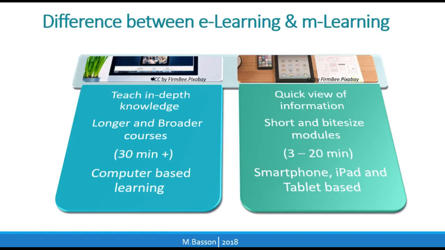The difference between e-learning and M-learning. E-learning is basically what we are doing. It teaches in-depth knowledge. It's longer and broader courses. It's 30 minutes or more, and it's computer-based learning. Whereas M-learning is what we're going to focus on this week, and it's a quick view of information. It's short and bite-sized modules between 3 to 20 minutes, and it's done by using smartphones, iPads, and tablets.